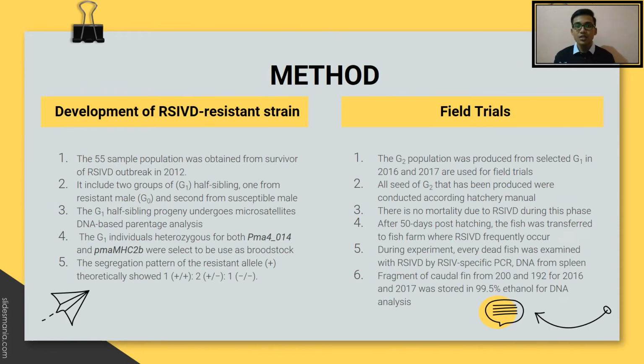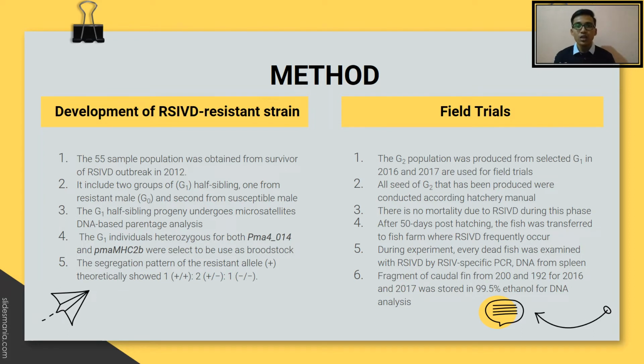Next is the general method. First of all, for the development of the RSIVD resistant strain, the 55 sample population was obtained from survivors of the RSIVD outbreak in 2012. It includes two groups of G1 half-siblings, one from the resistant male and the second from the susceptible male. The G1 half-sibling progeny undergo microsatellite DNA-based parentage analysis.